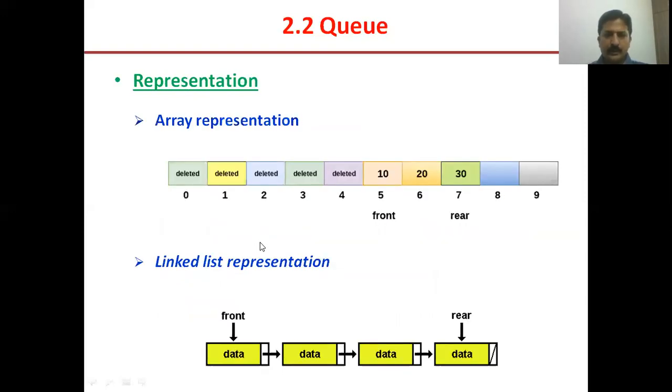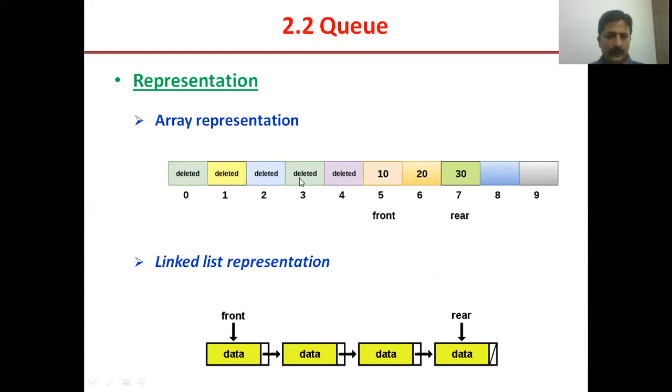So representation, how a queue can be represented. A queue can be represented in two ways. One is called array representation, and another is called linked list representation, or simply linked representation. In the array representation, we use an array itself to represent a queue.